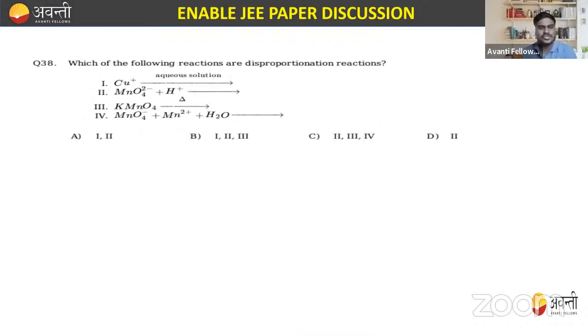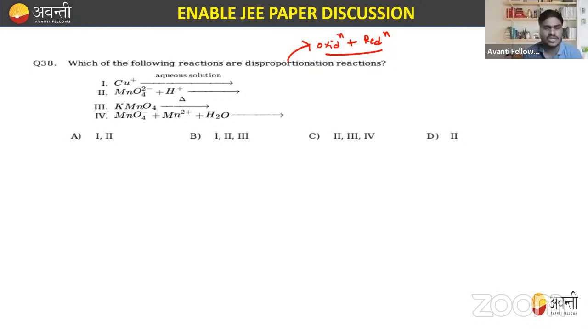Now, move to the next question, question number 38. Which of the following reactions is a disproportionation reaction? What is a disproportionation reaction, beta? Disproportionation reactions are those reactions in which both oxidation and reduction take place simultaneously.